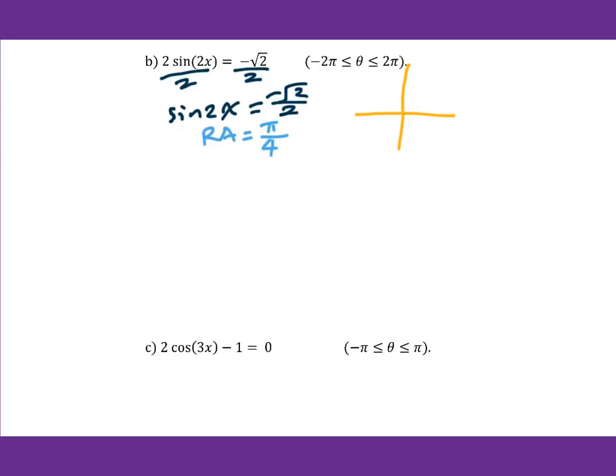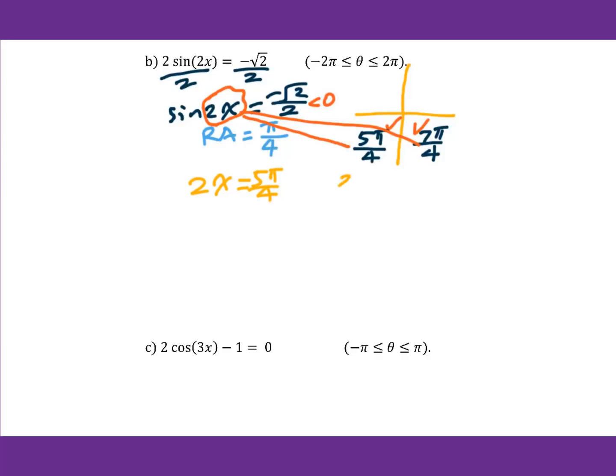Then we go to the diagram. Since sine is less than 0, therefore go to third and fourth. You will get 5 pi over 4 and 7 pi over 4. Our angle is 2x, so 2x equals these 2. I will set up 2x equals 5 pi over 4 and 2x equals 7 pi over 4.